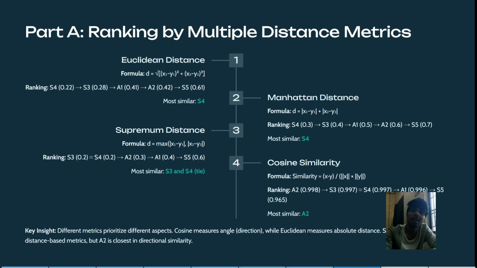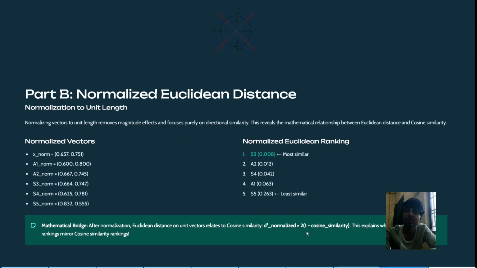Now part B: normalize to unit length and recompute Euclidean distance. Normalization means dividing each vector by its magnitude to make all vector lengths 1. For x, divide 1.4 and 1.6 by 2.13, so we get 0.657 and 0.751. For S1, divide 1.5 and 2.0 by 2.50 to get 0.600 and 0.800. And so on for all vectors.